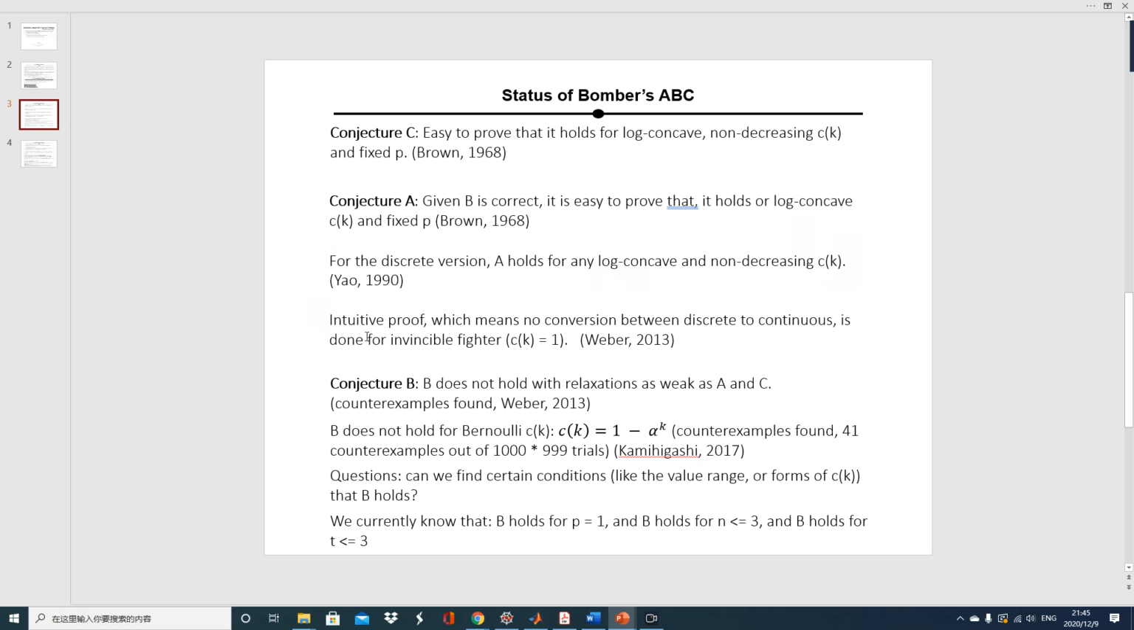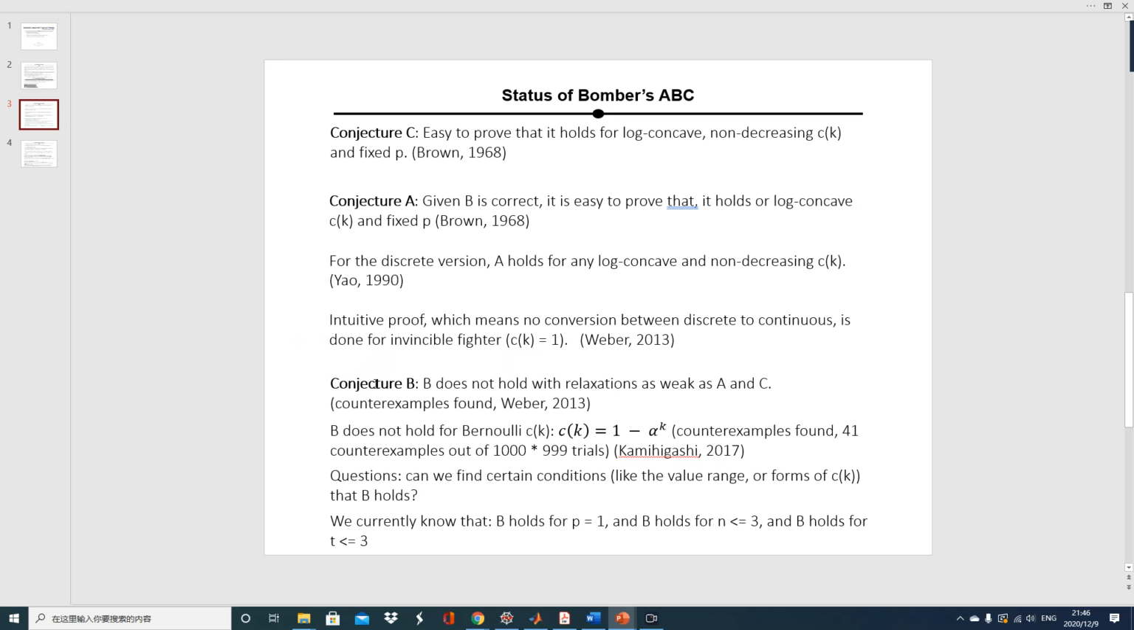But this was proved by Yao. He used a conversion between the discrete and continuous form, which is not intuitive. Here intuitive means we will only use the discrete form to prove this conjecture. If we only use intuitive proof, the only thing that has been done is that A holds for the invincible fighter. Invincible here means ck is equal to 1.